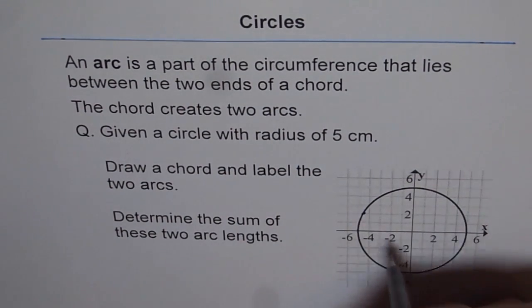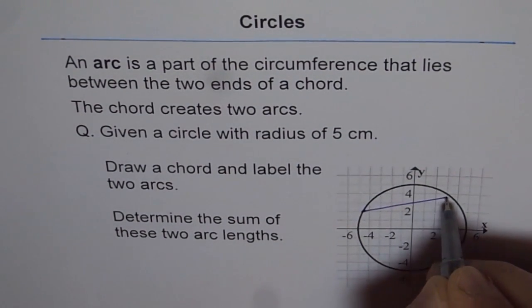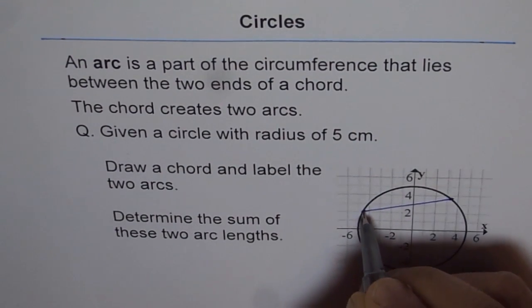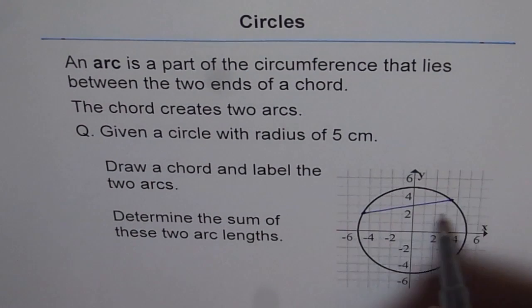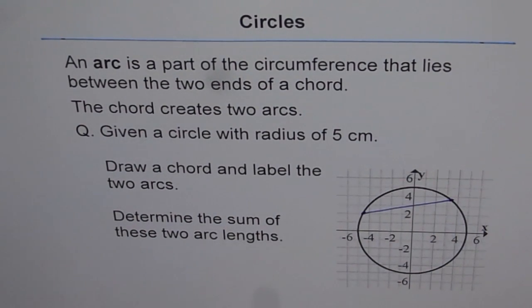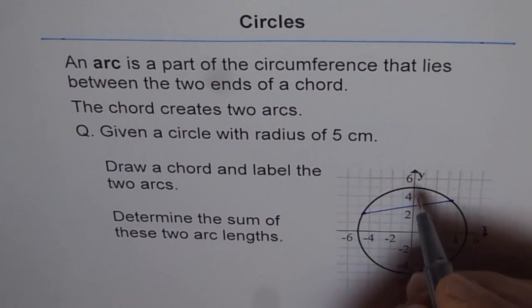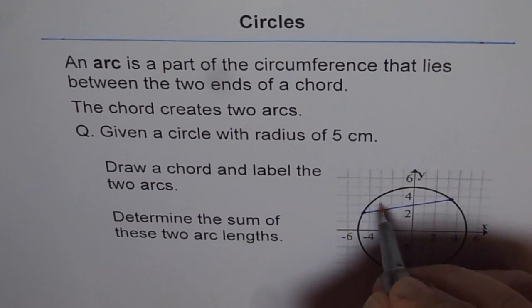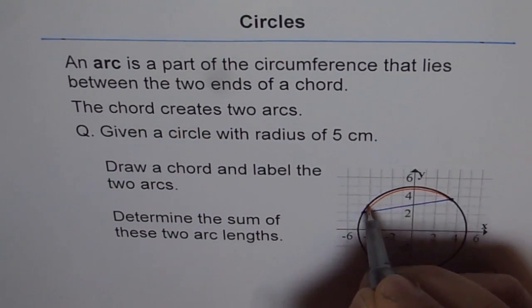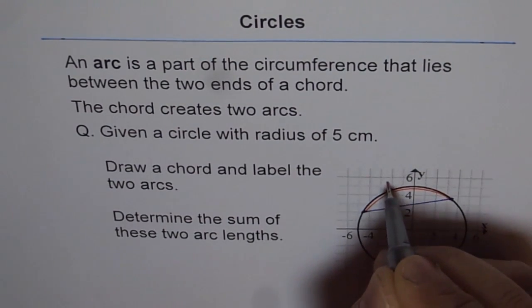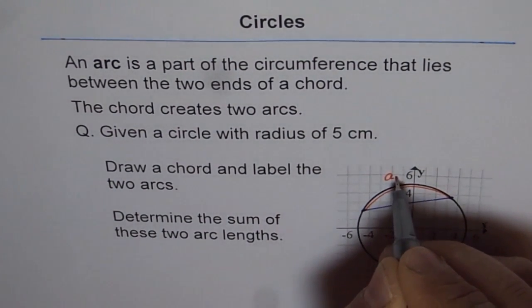So let's say this is our circle and let's draw a line. A line joining any two points on the circle gives us a chord, right? Now when you draw a chord like this, we get an arc. So this chord has an arc which is like this. This is an arc, the periphery of the circle on one side of it. So we can call this arc 1.